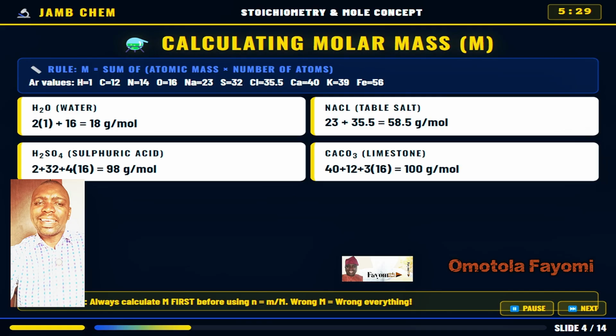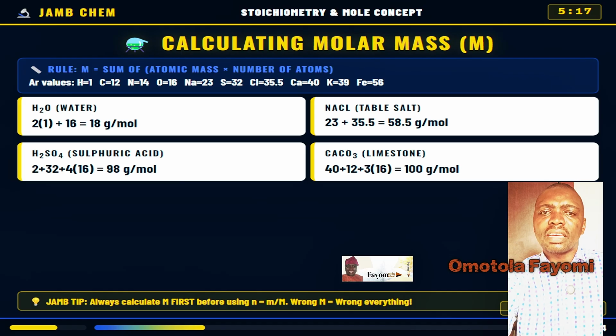Before you can use n equals m over M, you need to calculate M, that's the molar mass. It's simple. Just add up all atomic masses multiplied by how many of each atom there are. Your JAMB atomic masses: hydrogen is 1, carbon is 12, nitrogen is 14, oxygen is 16, sodium is 23, sulfur is 32, chlorine is 35.5, calcium is 40.